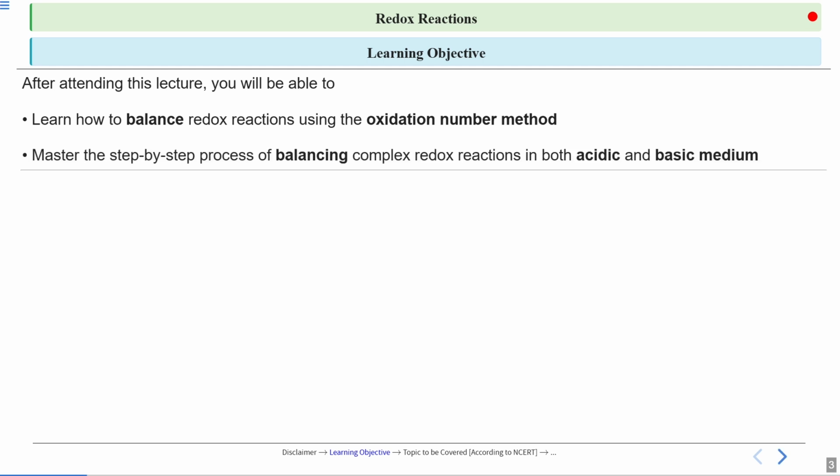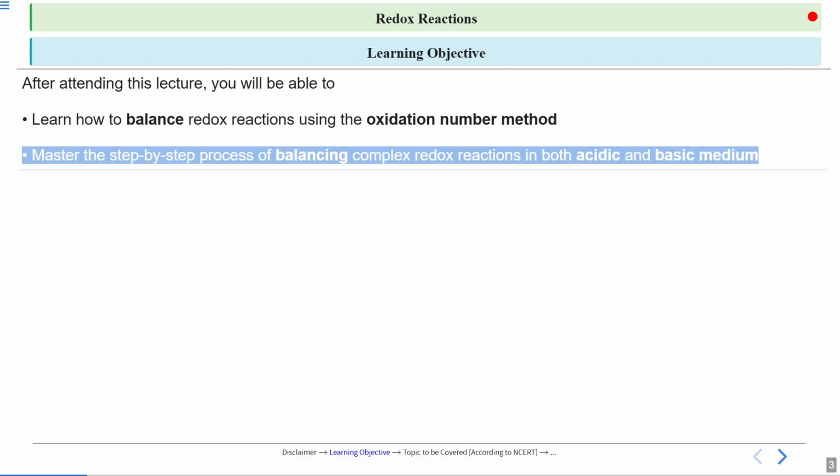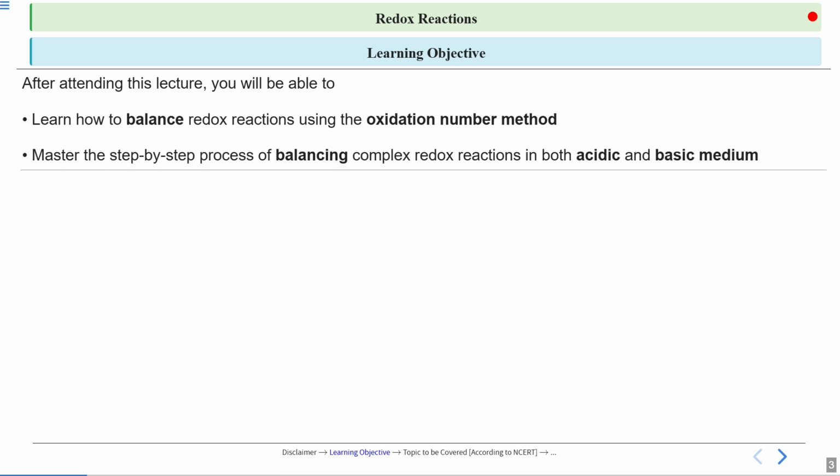The second one is that you will be able to master the step by step process of balancing the complex redox reactions in both the acidic and basic medium. So here it is mentioned that the reaction is being done in the presence of acidic and basic medium. So if you are given a reaction that is being processed in acidic medium, then you have to balance it in that manner only, while for the basic medium, you have to balance according to that.